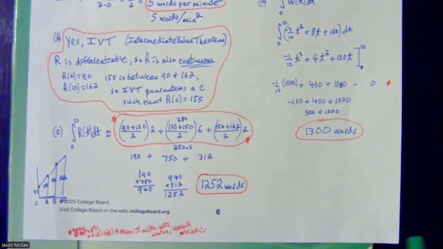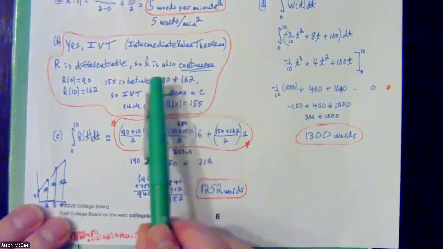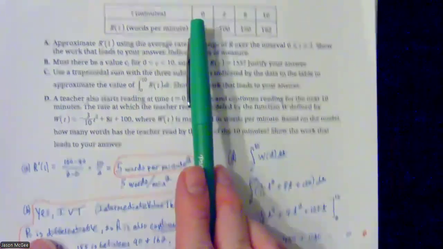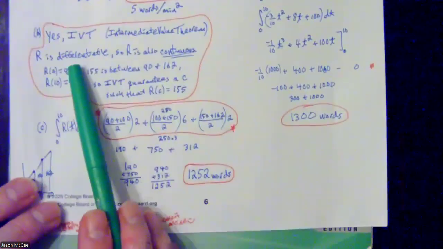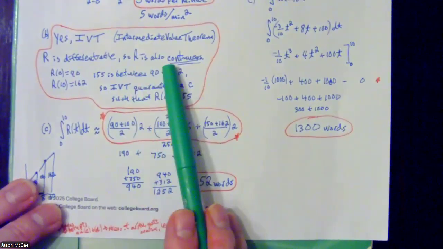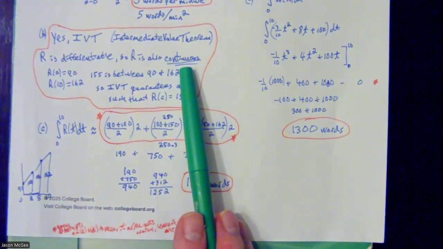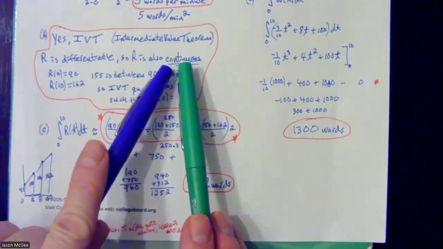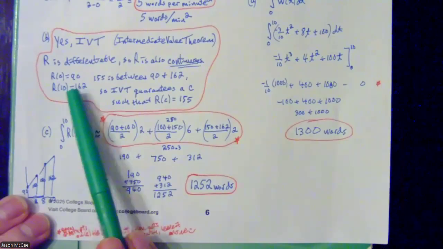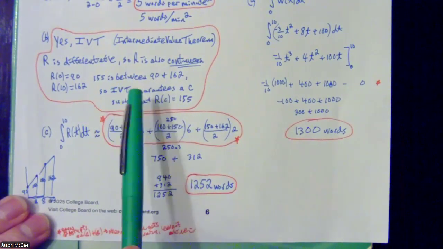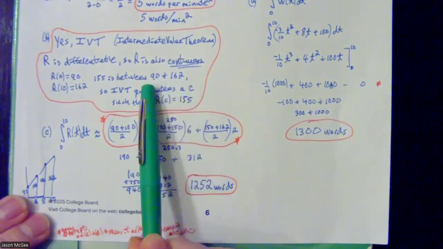I jotted that down right away, but you've got to stress they told us that R is differentiable. Somewhere in the problem, it says a differentiable function R. Remember, if something's differentiable, that automatically implies that it is also continuous. So you have to write down that R is continuous. And then R of 0 was 90, and R of 10 was 162. I took those straight out of the chart. And I just mentioned the 155 is in between the 90 and 162.